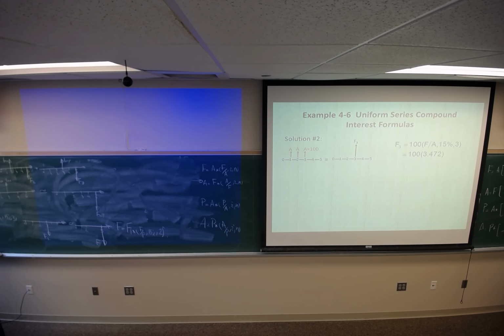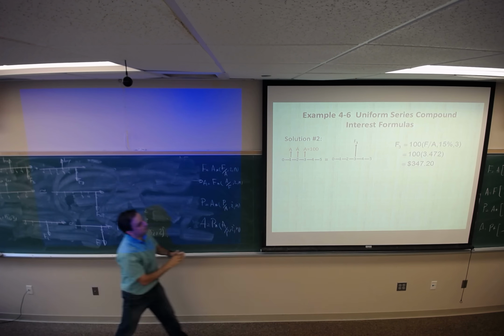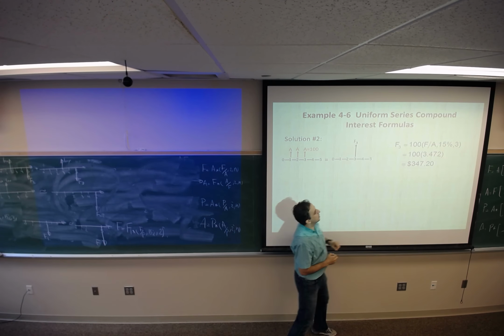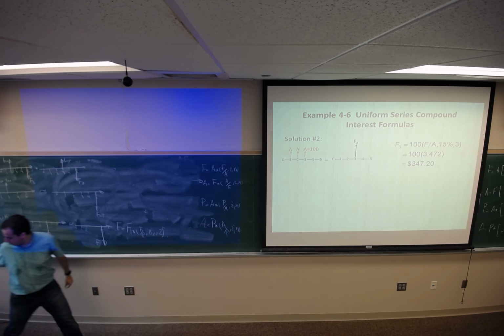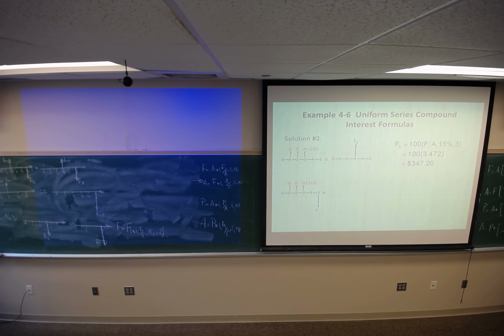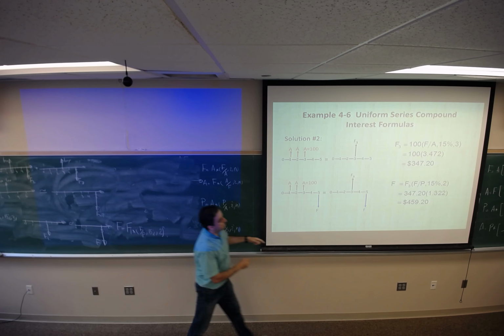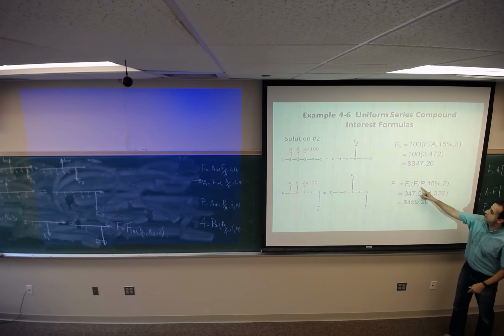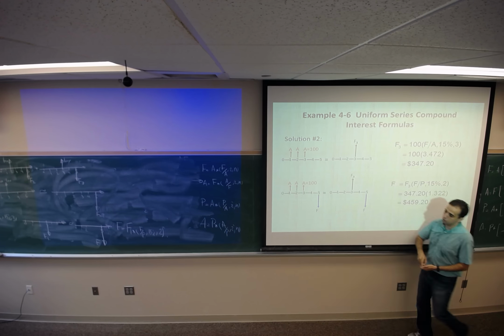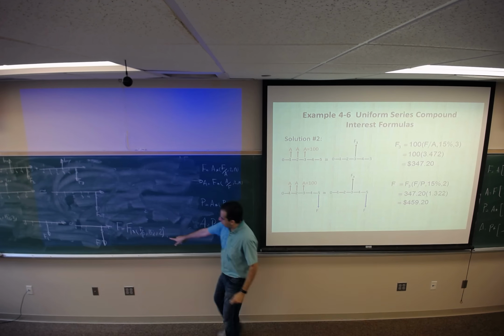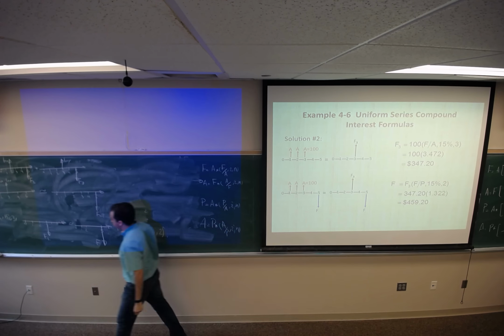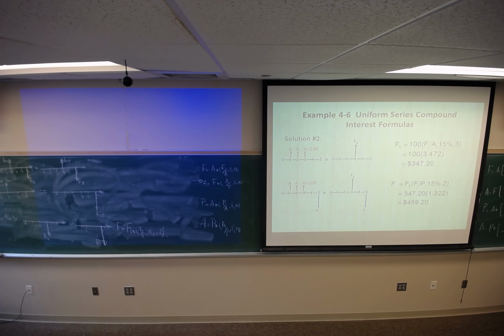Or I used this equation to find its future value at year 3, then I moved it to year 5 by multiplying 347 times F over P, 15%, 2, and F1 is $347. Good?